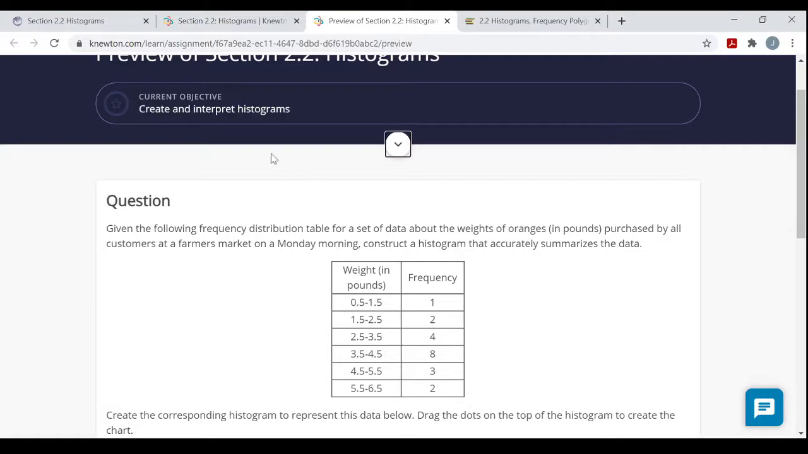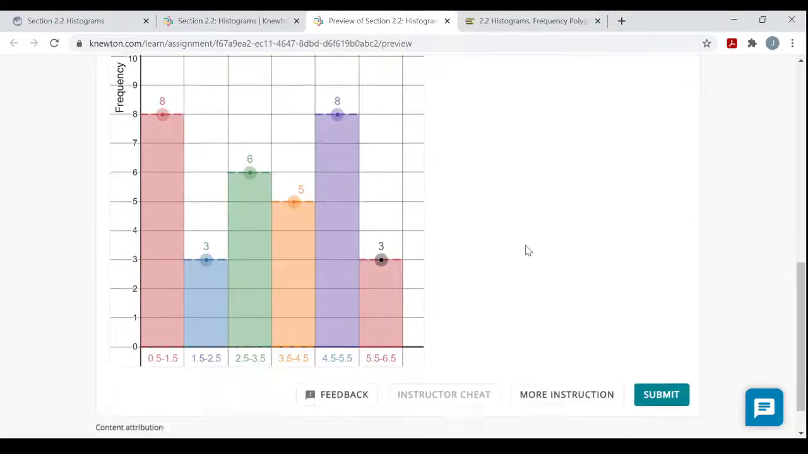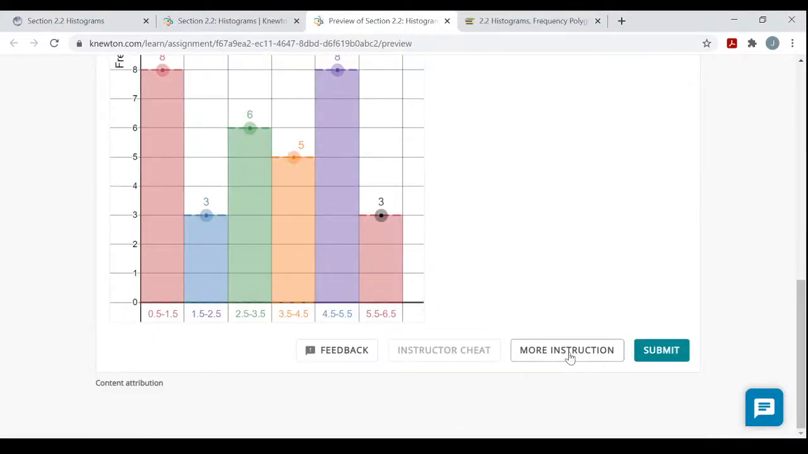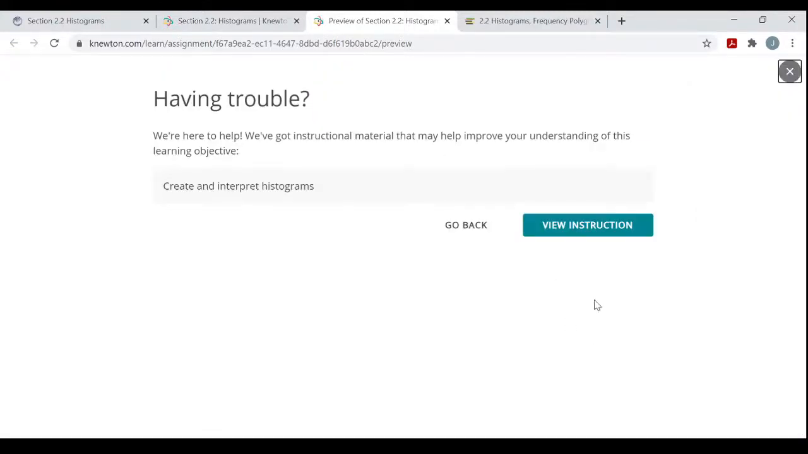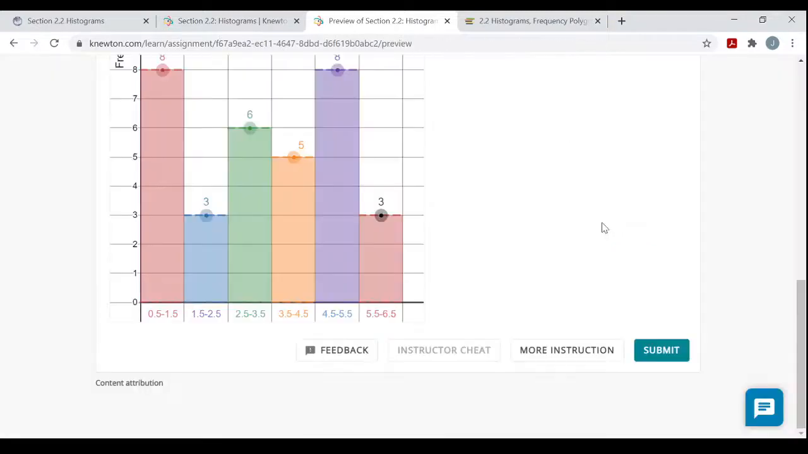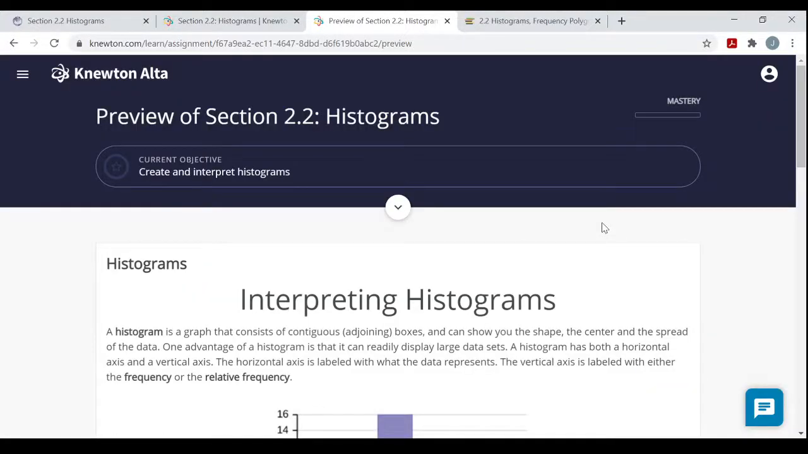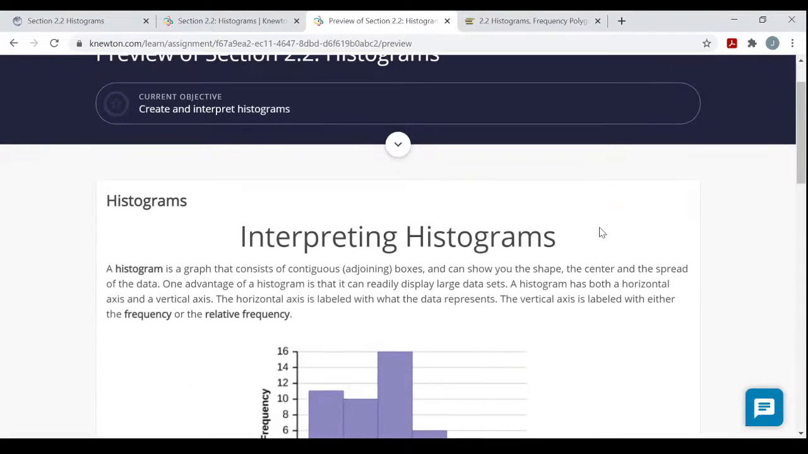But if you're still uncomfortable or you still don't know what this means, the first time you see an objective, I would recommend clicking on More Instruction and then View Instruction. Or if you're struggling with a problem, don't guess, click on More Instruction, and it takes you to some reading or some videos related to that particular objective.